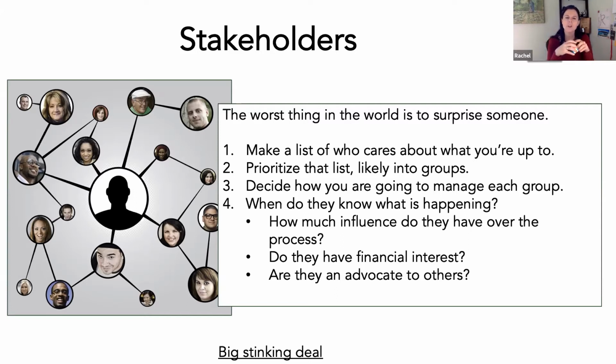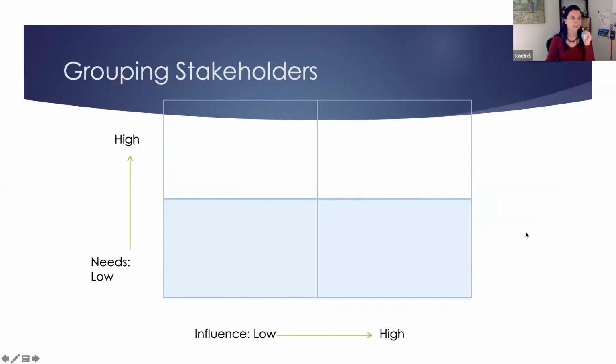And then decide how you're going to manage the groups and when you know what's happening and how much influence they have. So the next page is going to be the tool I want you to start using. Okay, so sketch this out on your notepad, just very simply. So what we're going to start looking at is there are a couple different ways you want to think about stakeholders.